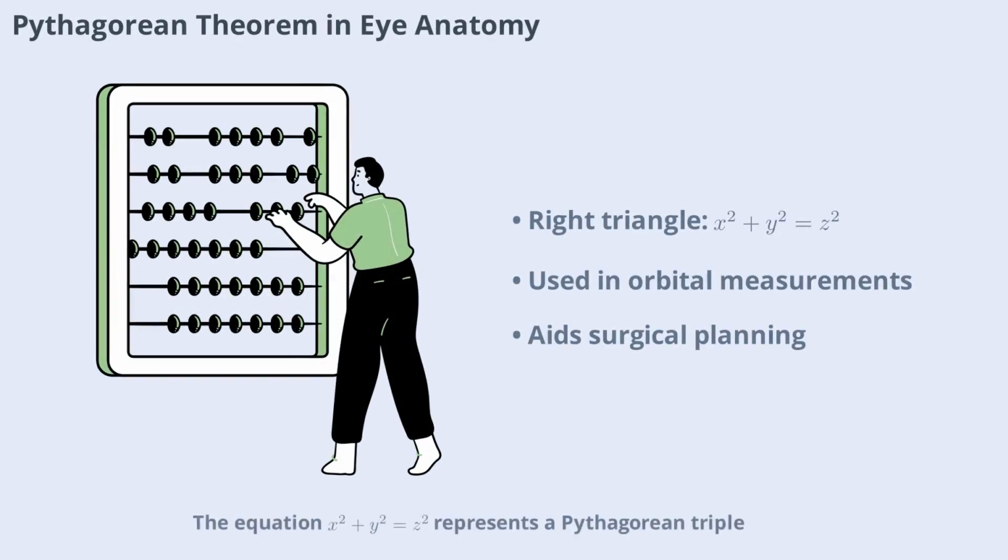The equation x² + y² = z² represents a Pythagorean triple and is fundamental in understanding right-angled triangles. In eye anatomy, this concept helps in calculating distances and angles within the orbital structure, which can be important in surgical planning and diagnosis. Understanding geometric relationships in the eye region aids in achieving precise outcomes in reconstructive procedures.